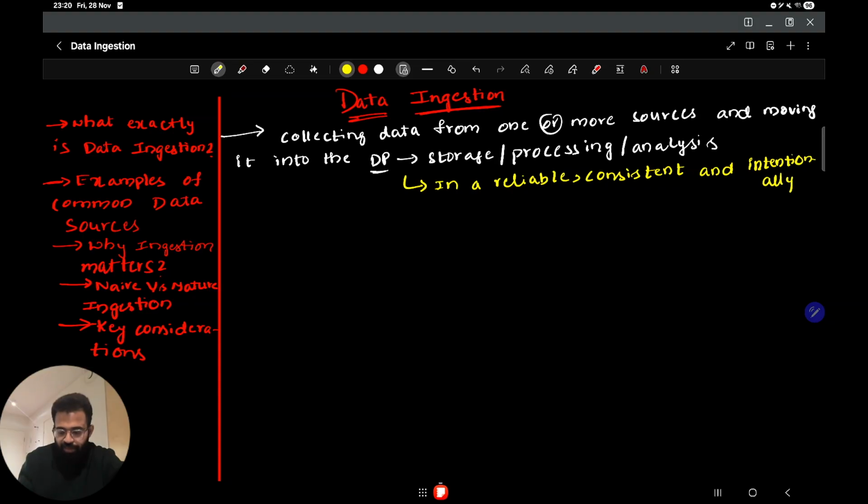This is actually the key point I want to highlight. So of course, data ingestion is a process of taking the data from source systems and then putting it into your data platform. But then I'm saying we should do it in a reliable, consistent, and most importantly, intentional way. So that's the important point here, intentional. So ingestion is not just like copy paste. It's designing how data should arrive into the data platform.